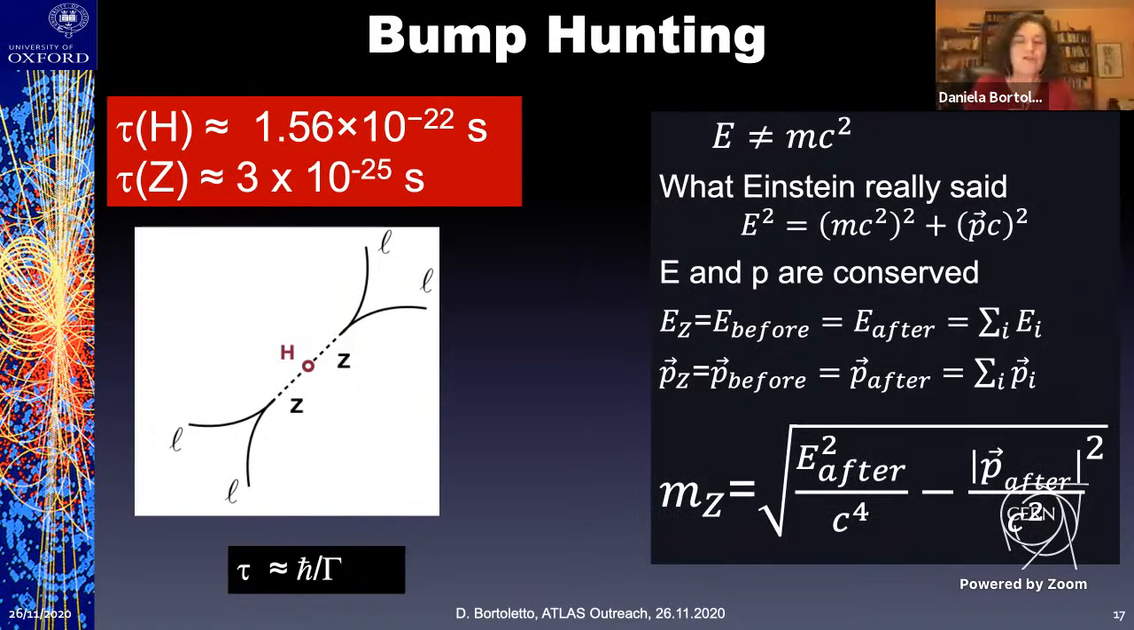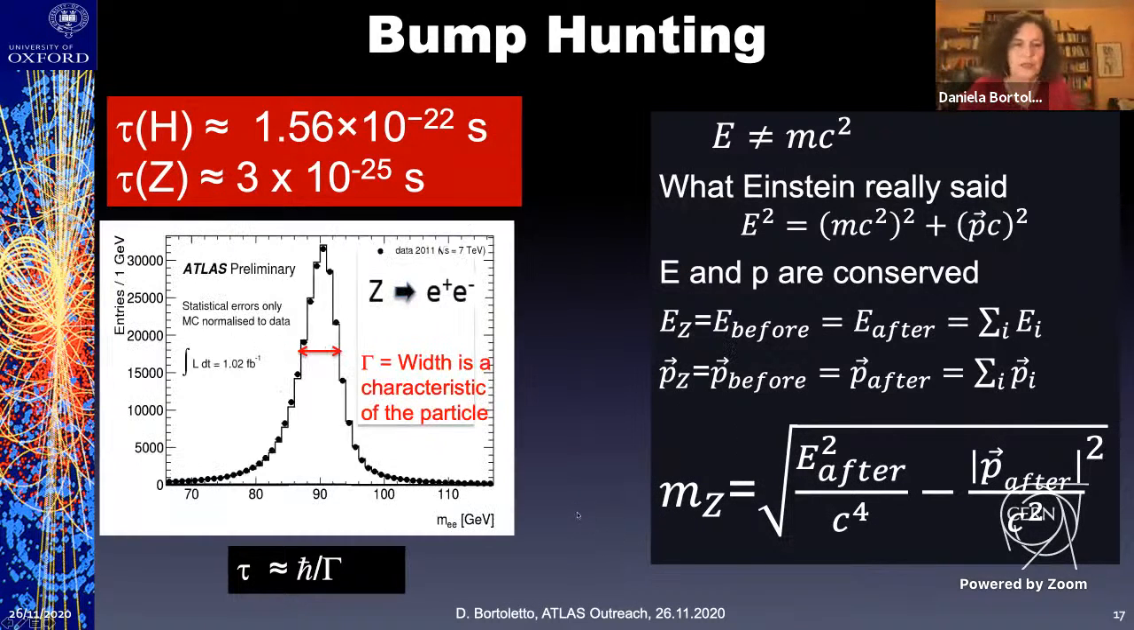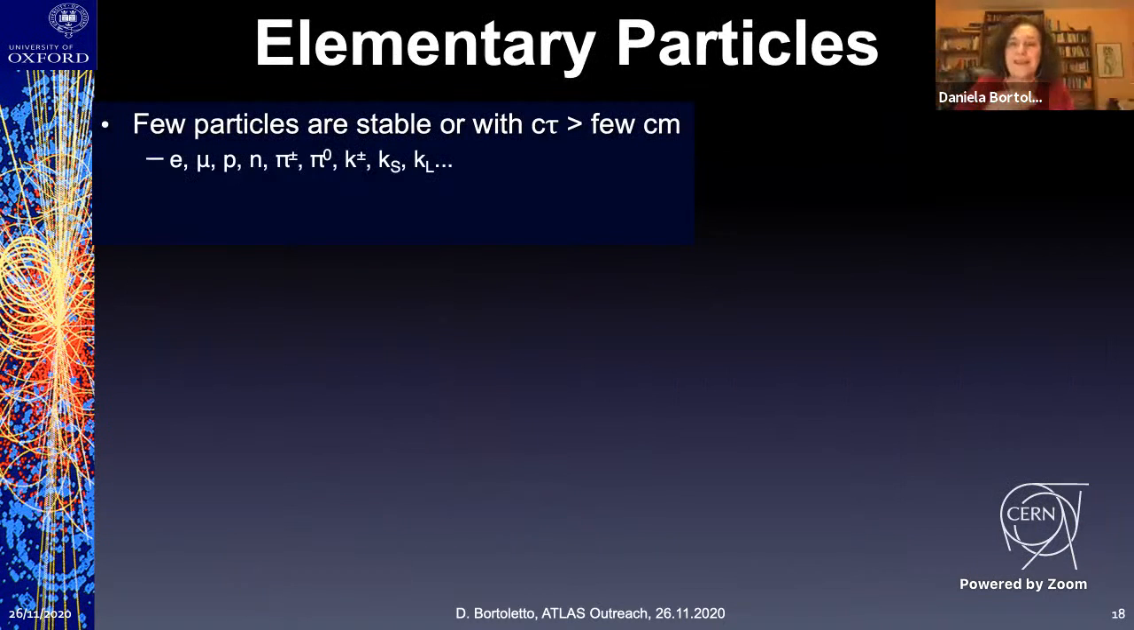And from this, you can do a little bit of math and find the mass of the Z, for example, like I'm showing here, which sticks out like a thumb. It's a very clean resonance. So that's what you are doing, and in the case of the Higgs, you have to put together your Z and reconstruct the Higgs decay.